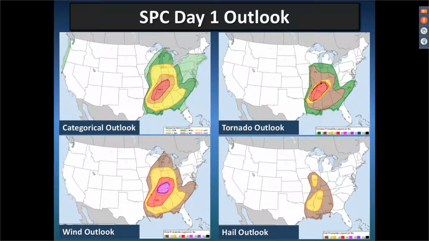And looking at the top right image, this is their tornado outlook. They have a 15% area covered there in red of potential tornadoes. So that is pretty close to where that moderate risk area is.